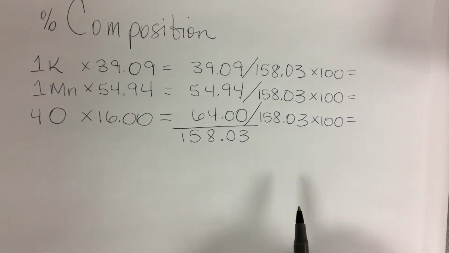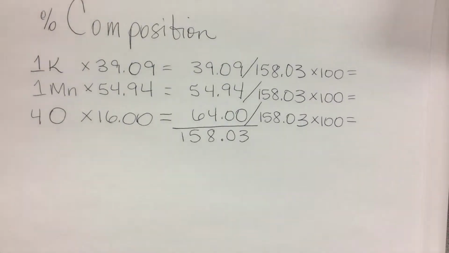Why are you multiplying by 100? To make it a percentage. Oh, okay. It's kind of like if I had 50 out of 100, that'd be 0.5, but that's 50%. Yeah. Okay?